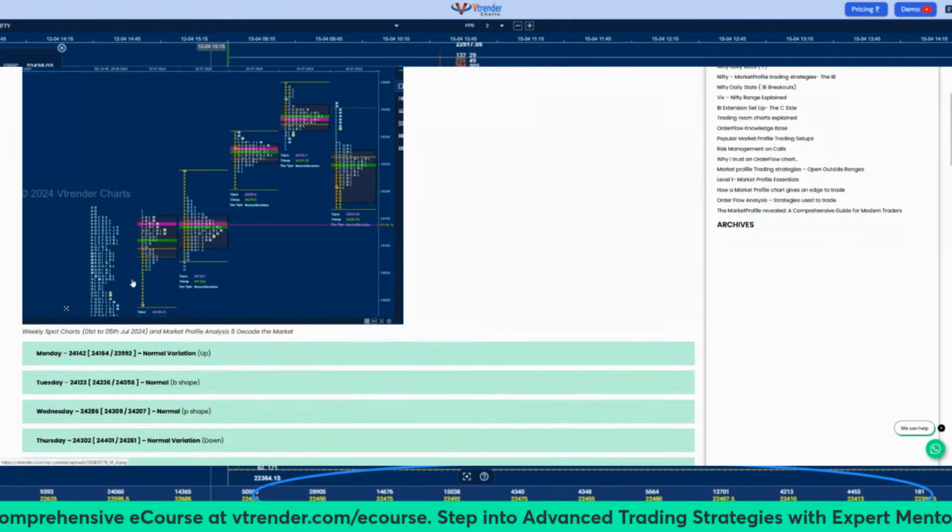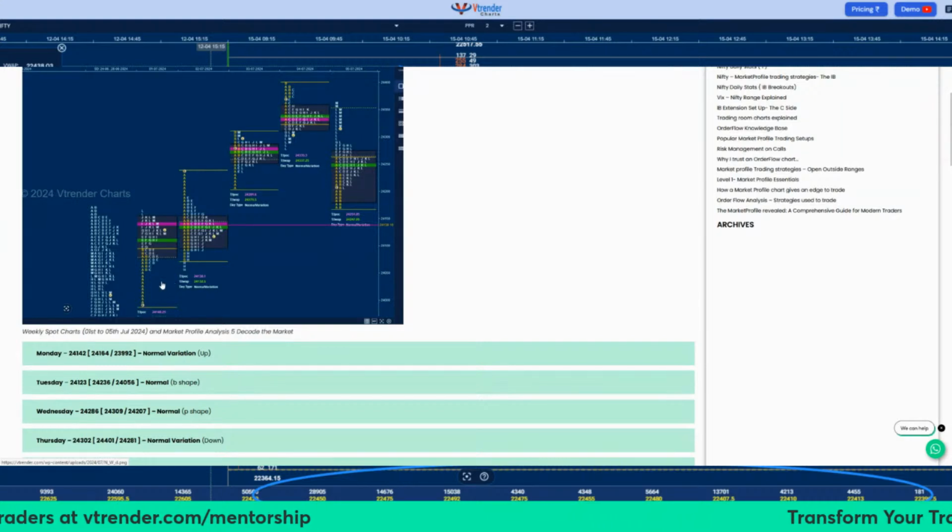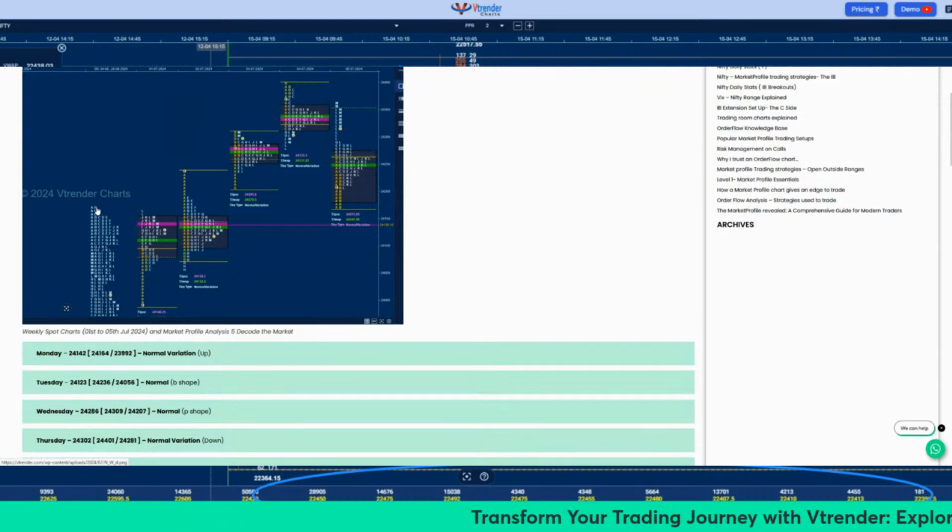So what we did last week was we opened above the previous week's value and we left an A period buying tail. So this was indicating that the path of least resistance, the PLR, is going to be on the upside. So we made this A period buying tail, but we could not take out the all-time highs of the last week. And then we formed a P-shaped profile.